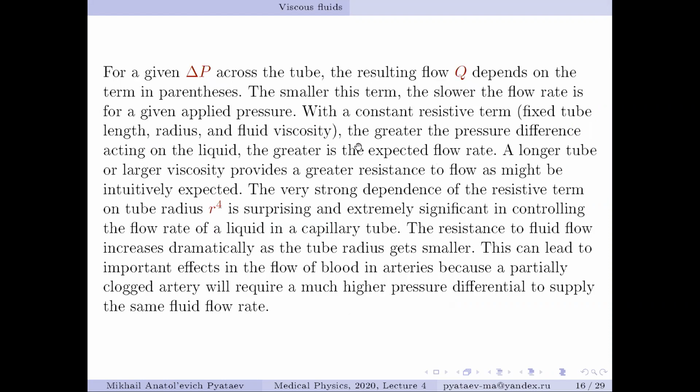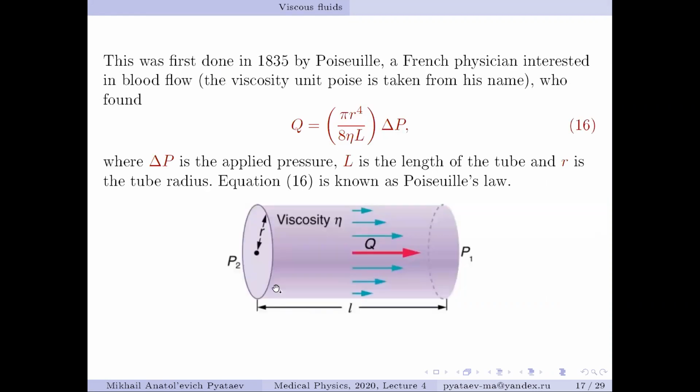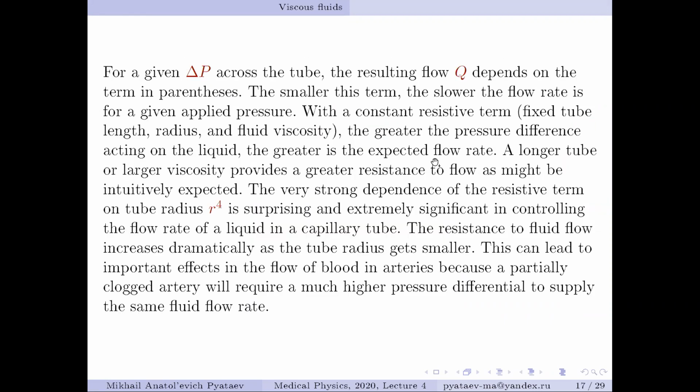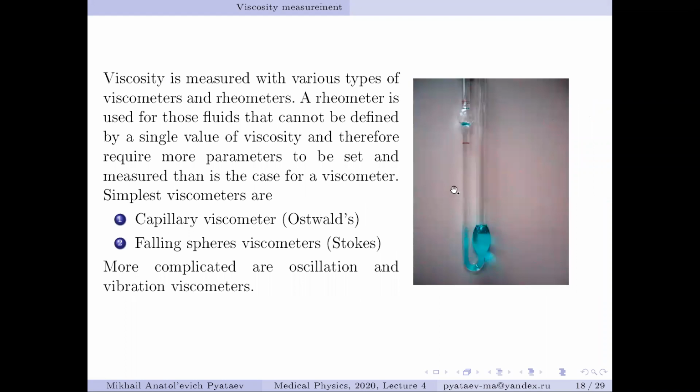Now let us see how it works. So here is again a discussion of equation 16. I will omit it. You can read it yourself. And here is the construction of the viscometer, the device for measurement of viscosity. This is the so-called Ostwald's type of viscometer.